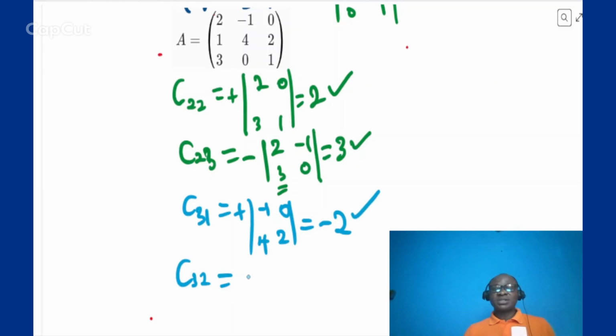C32, isn't it? Yes, sir. We take minus. Wait, give me a moment. Okay, waiting. Okay, I see it. Don't worry. So what are the values I will use to find C32? How much? C32. Look at it. See C32 here. Do you understand?